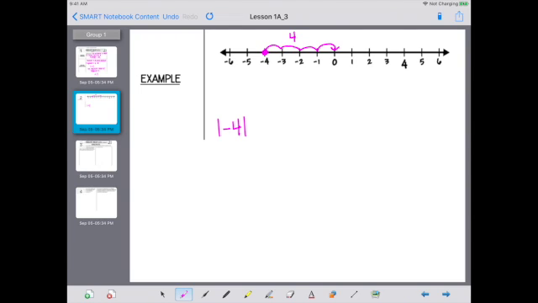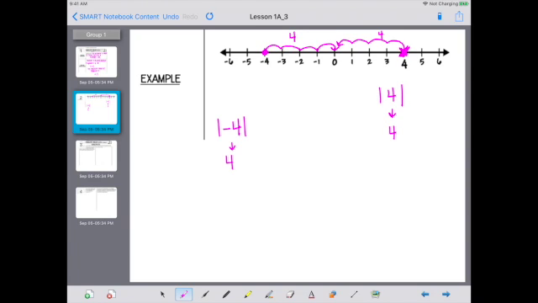But what if we look on the other side? Let's say we have the absolute value of 4. So our answer here is 4. We're looking at +4 now. We're looking to see how far away from 0, 4 actually is. And we know it's 1, 2, 3, 4. So again, it's 4 units away from 0 on a number line.